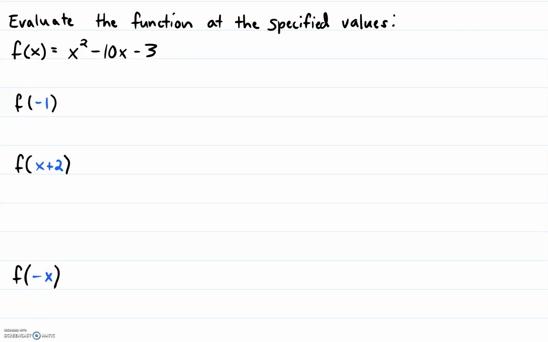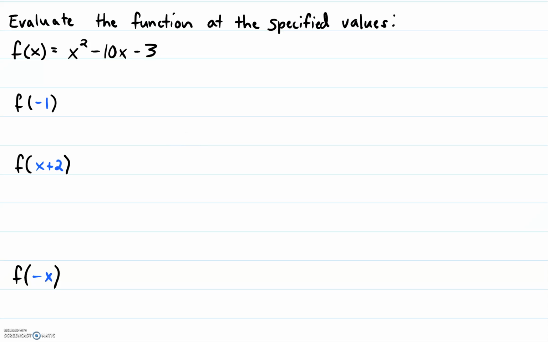In this video, we're going to look at how to evaluate functions at specified values. The function that we're going to use is f of x is equal to x squared minus 10x minus 3. And we're going to use that to find the f of negative 1, the f of x plus 2, and the f of negative x. So let's go ahead and start with our first one, the f of negative 1.